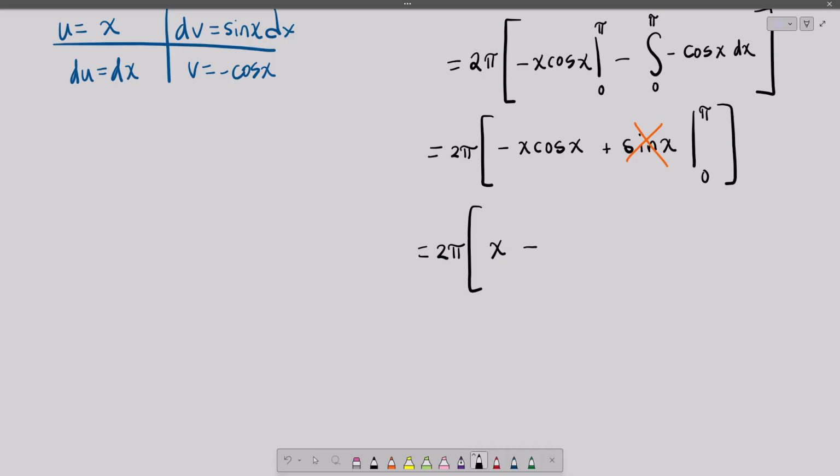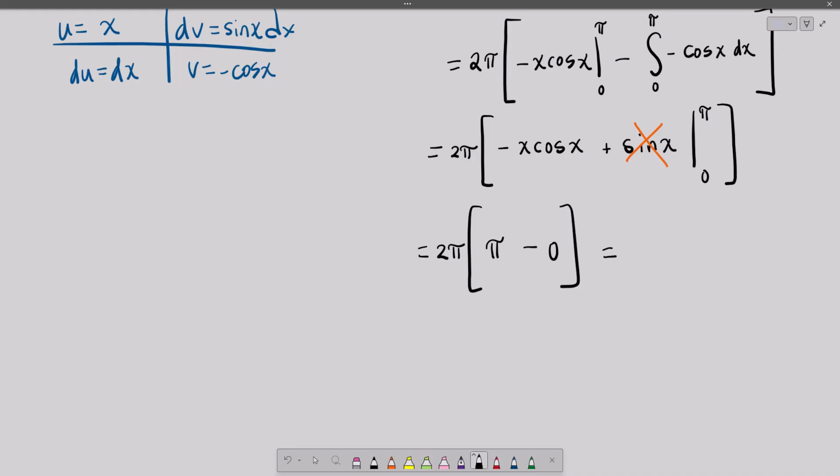And what's 0 times cosine of 0? 0. Now you can say you're 0 and get away with it. How did that turn into just an x? What's that? That's supposed to be a pi, right? Yeah. So pi goes in for x.